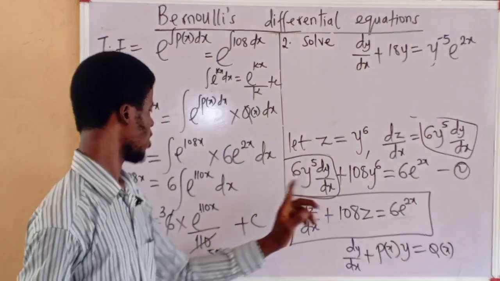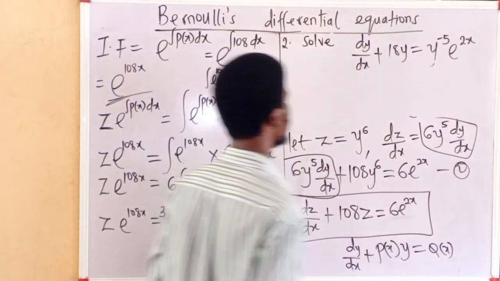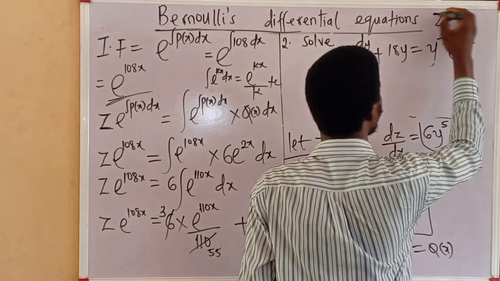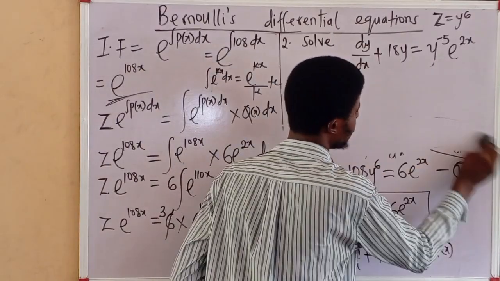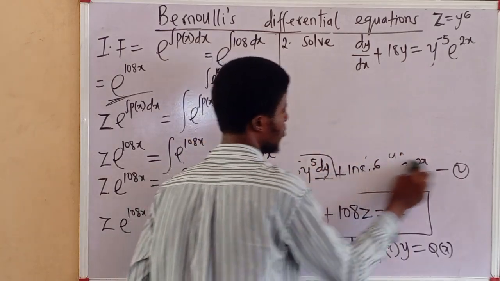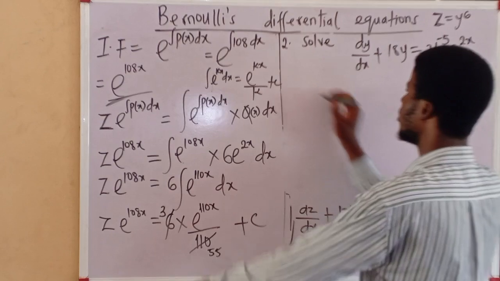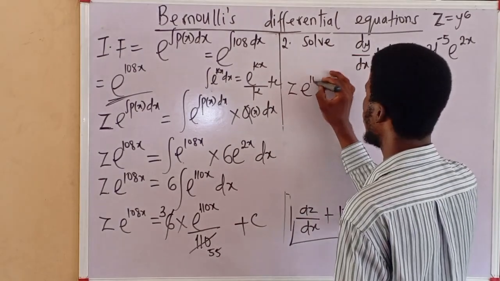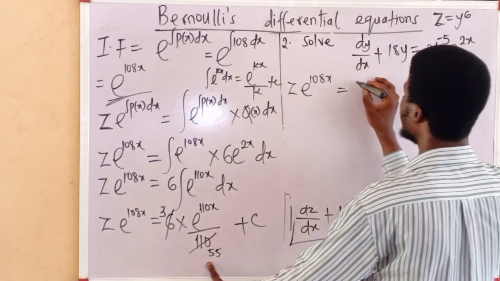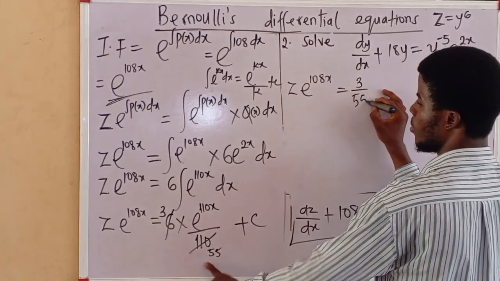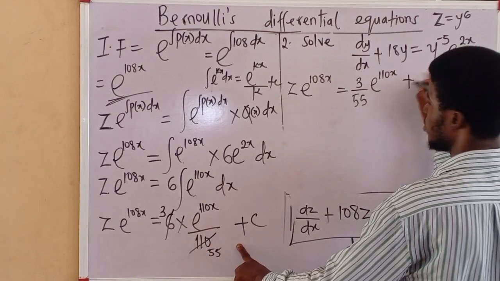Don't forget we said that let z be equal to y to the power of 6. Okay, let me keep it here. z equals y to the 6th. We are going to make use of it. So we have z e to the power of 108x equals 3 upon 55 e to the power of 110x plus c.